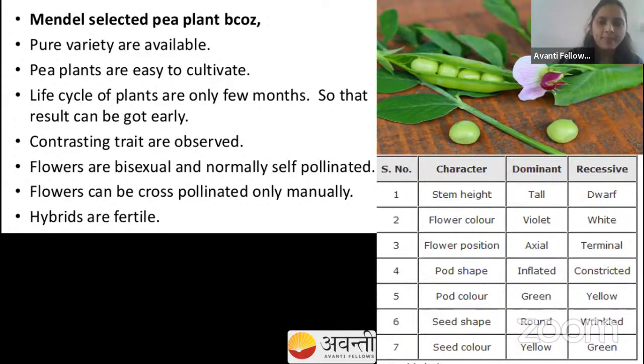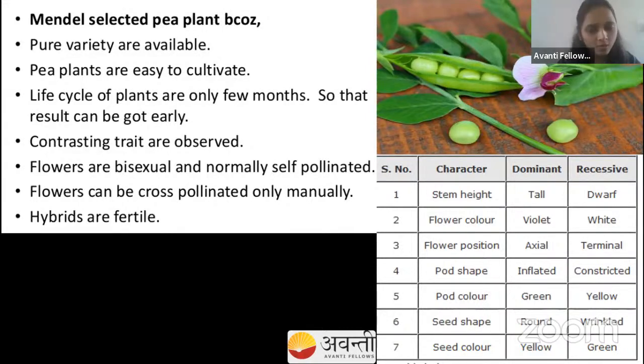Answer me, guys. 14. Very good, Shanta. Yes, Nandish. Yes, 14 traits. Okay, guys. Then coming to the characters, 7 characters. And in the exam, they may ask you which are the 7 characters. The 7 characters are very easy to remember.